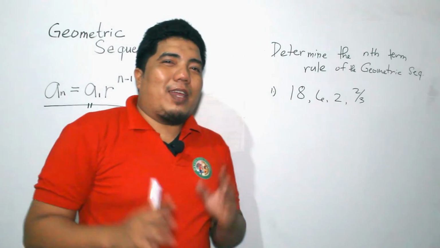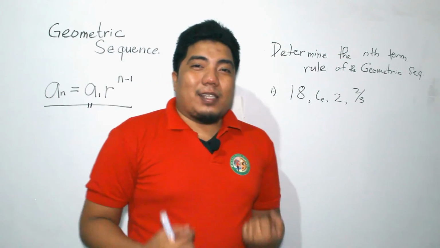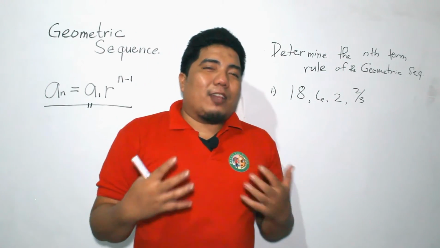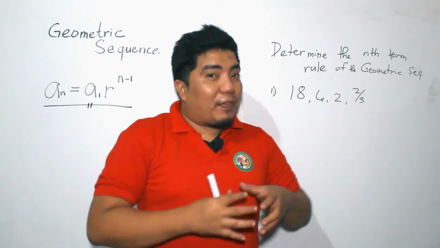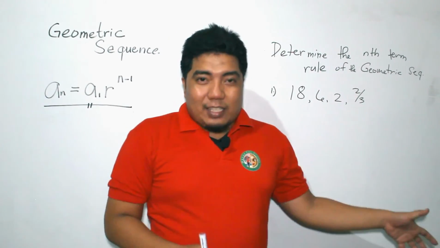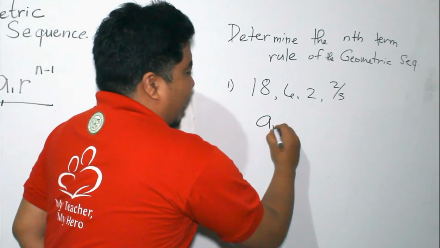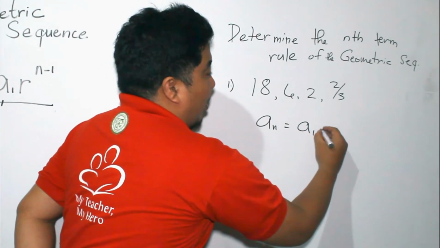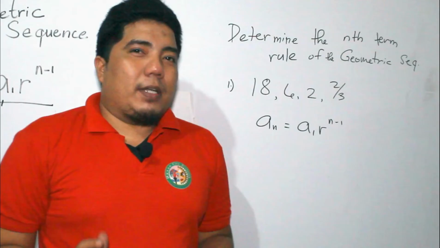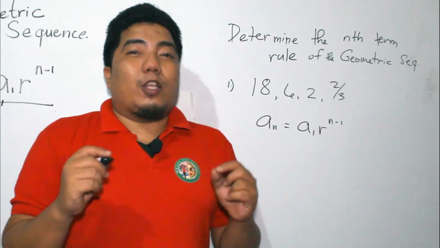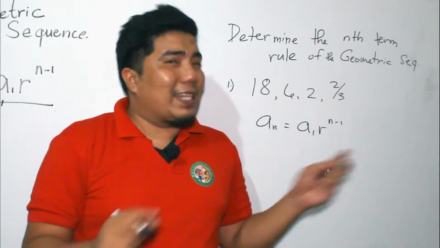Okay, math learners, we are here at our final example. We have to determine the n-term rule of the geometric sequence. Now, when we say n-term rule, that means the formula of the given sequence that follows the considered geometric sequence. So, we all know that the formula is a sub n is equal to a sub 1 r to the power of n minus 1. Math learners, remember this. In order to get the nth rule, what you need is to have the first term and the common ratio. That's it.